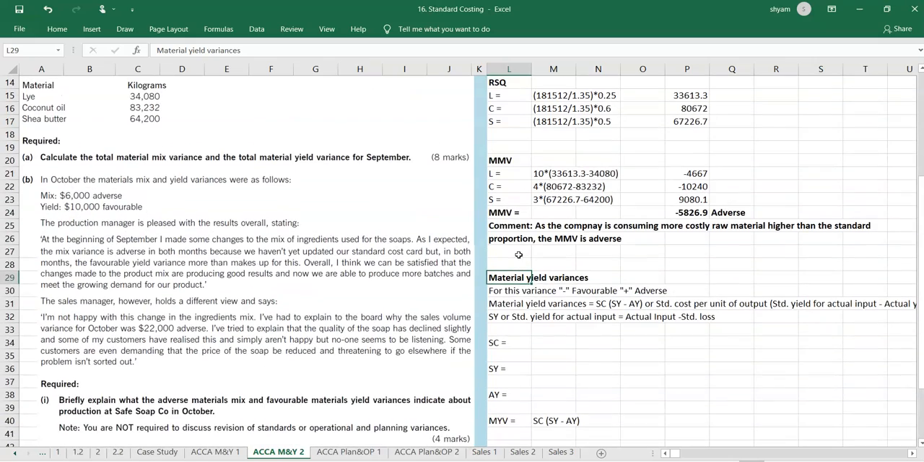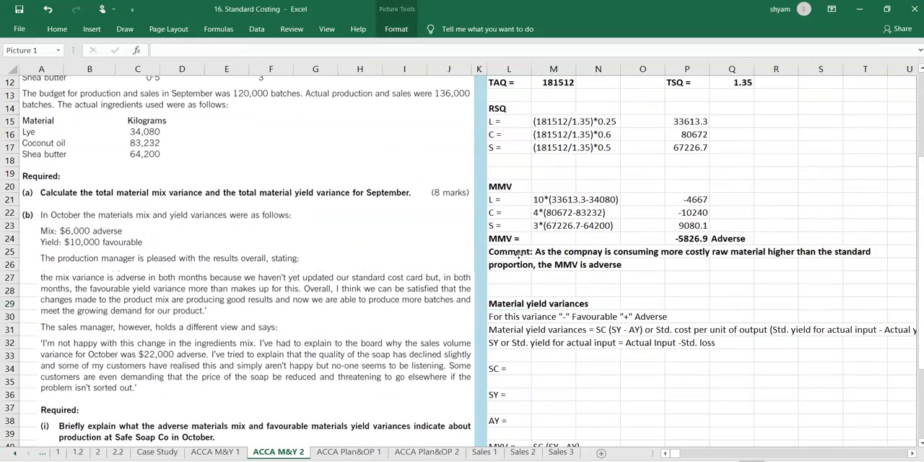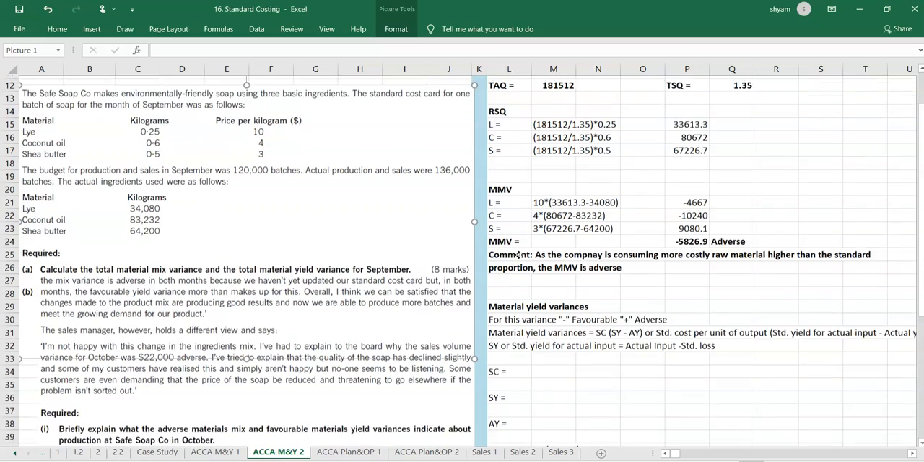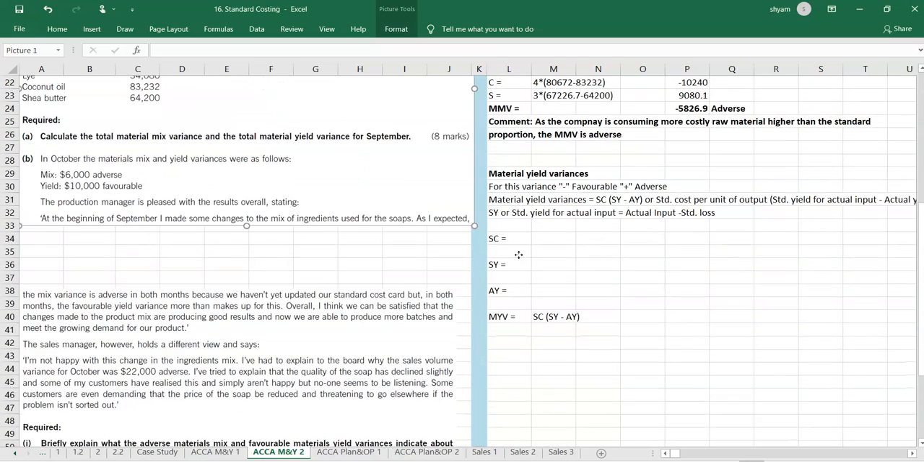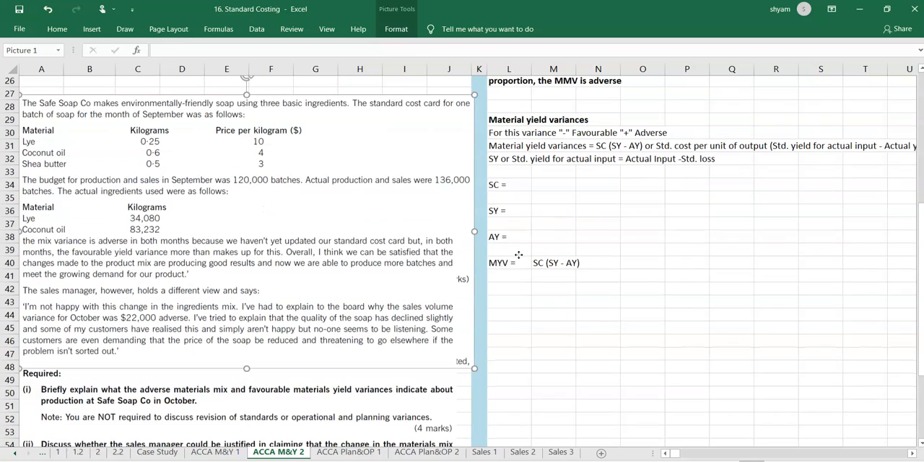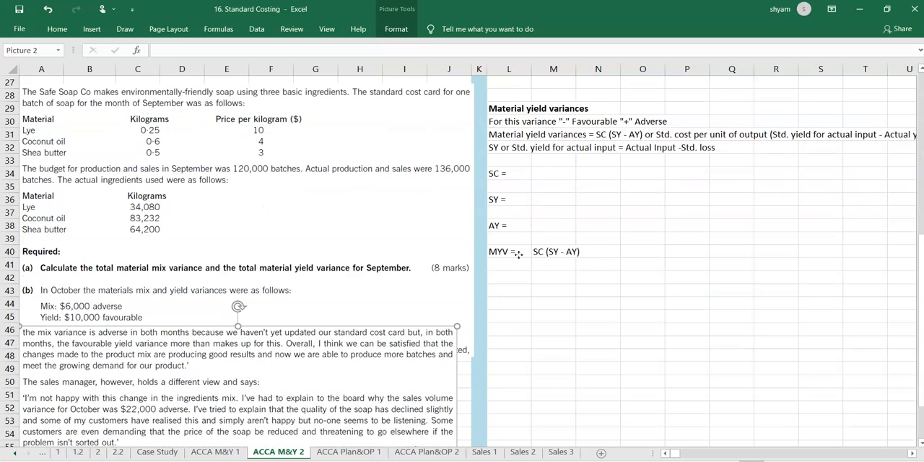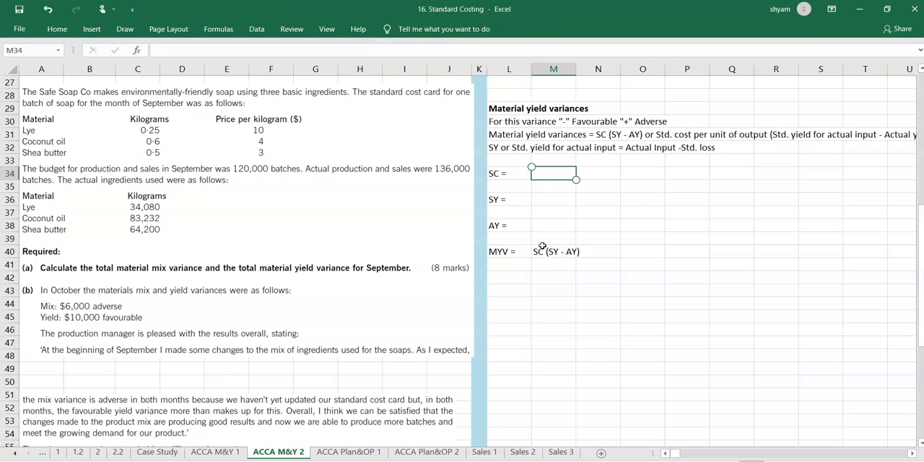So we'll go to material mix variance and we'll solve it. We'll get the question here. Okay, so we'll start. What is the standard cost of this unit? That is not available, so we only have to work it out separately. What is the standard cost? Actually, it is per unit.